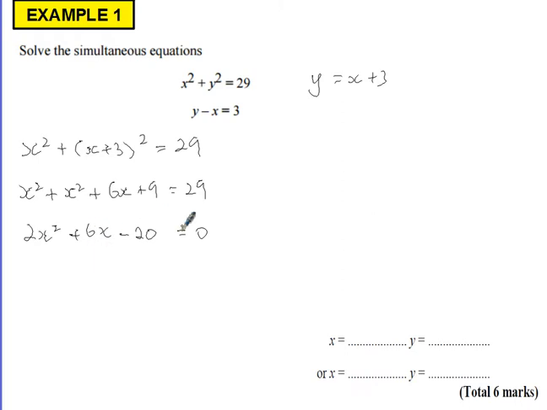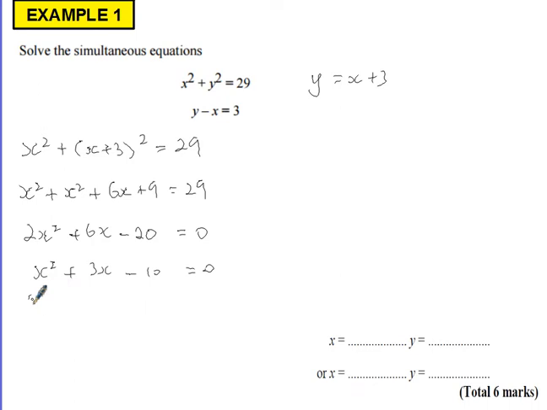Notice that 2 goes into all of those terms there. So I'm going to divide both sides by 2, which means that all of these terms are divided by 2. x squared plus 3x minus 10 equals 0. So I divided everything by 2 there, and this is just a slightly easier expression to factorise.